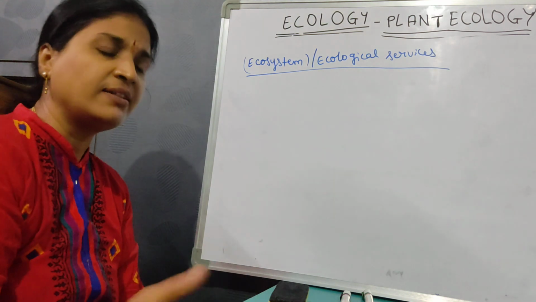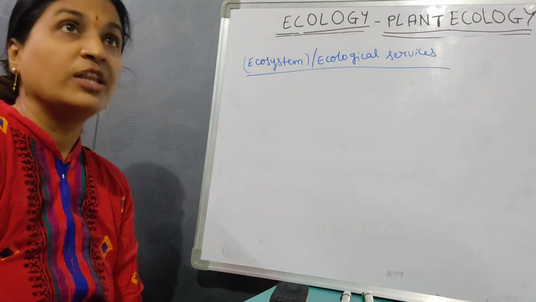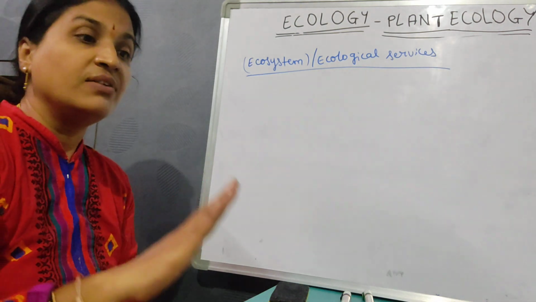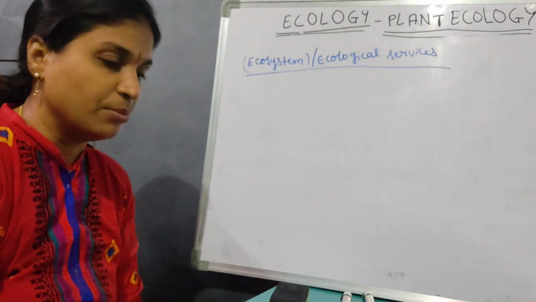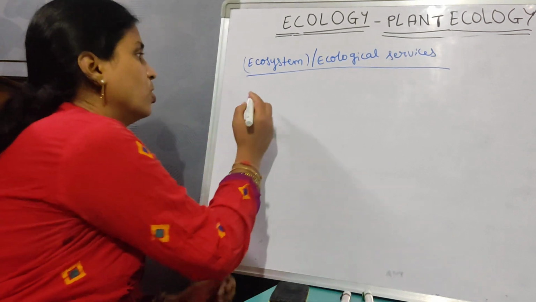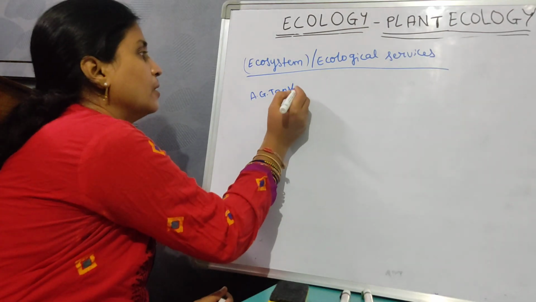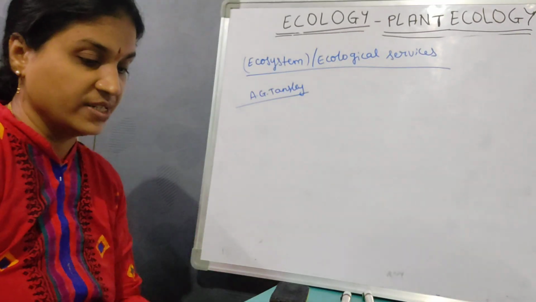So an ecosystem can be anything: a forest, a pond, a lake, an aquarium, a particular room. Anything can be an ecosystem, where the living and non-living components are interdependent on each other. And the term ecosystem was first coined by A.G. Tansley. So this is about the ecosystem.